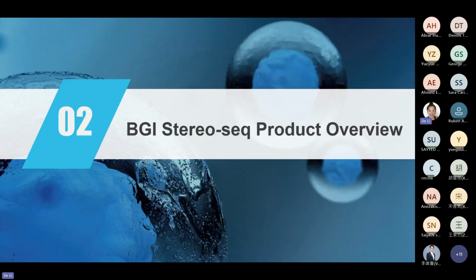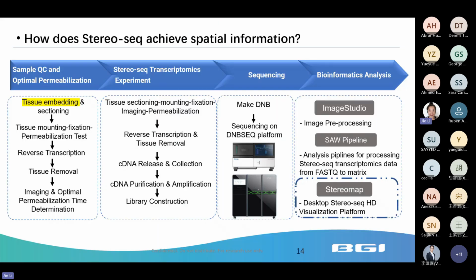So after all this principle introduction, I will go more deeply into our Stereo-seq product workflow. Here is generally the workflow of our Stereo-seq products. It starts with slicing and QC. The sample preparation, like the OCT embedding of tissue, will be done by our clients. And in our lab, we will do the slicing and the RNA quality QC, etc.